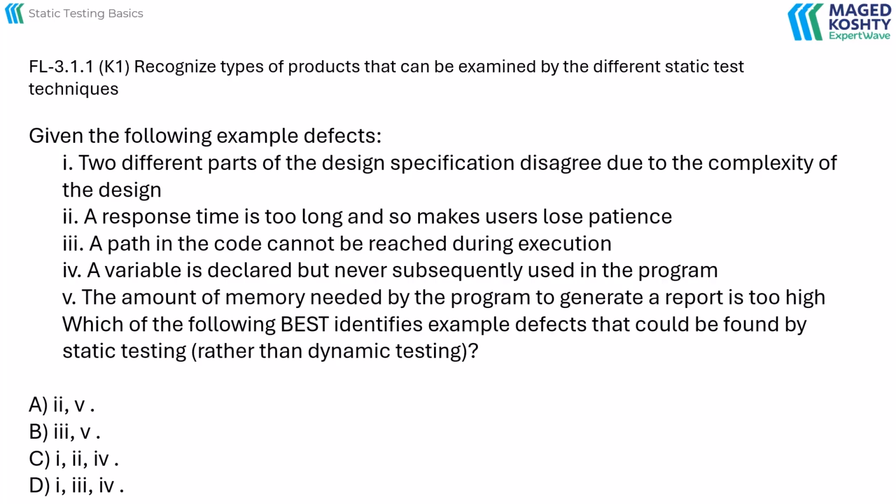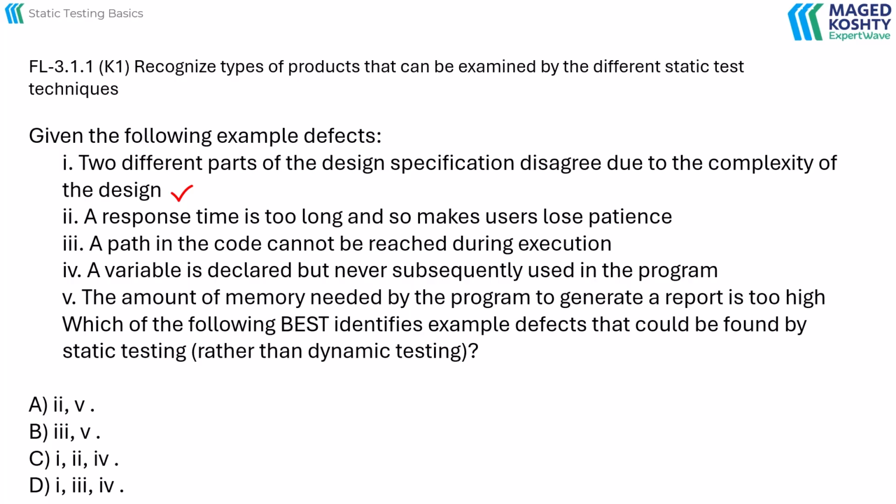The third question. Here we have a list of defects and we want to know which one can be detected using static testing. I will check them one by one. 1. Two different parts of the design specification disagree due to the complexity of the design. Complexity of the design can be detected only using static testing, mainly static analysis. 2. A response time is too long and so makes users lose patience. Response time testing requires executable code, so this is a dynamic testing defect.